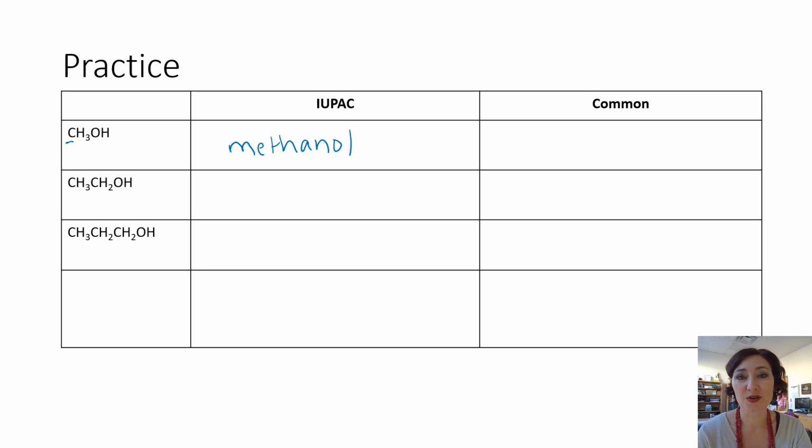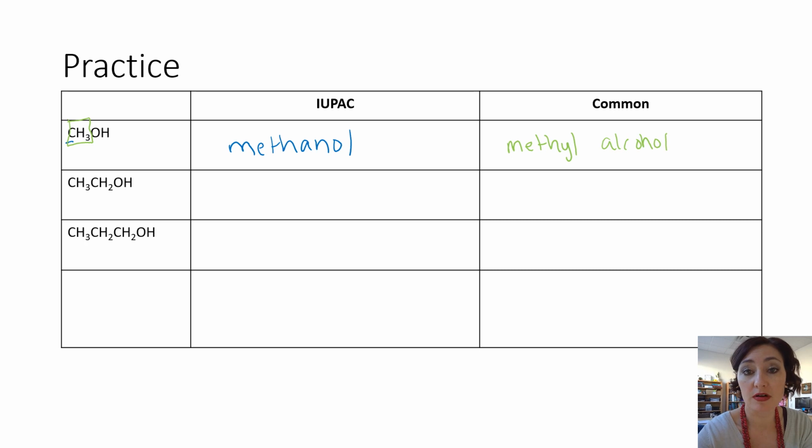Because there's only a single carbon, that OH group cannot be anywhere else, so we do not have to number it. If we were to name this using the common system, we would look at the entire carbon chain as being an alkyl group, and we would name it as such. So this would be methyl, and then we add the word alcohol. That is the kind of alcohol you don't want to drink. It's going to cause blindness and death.